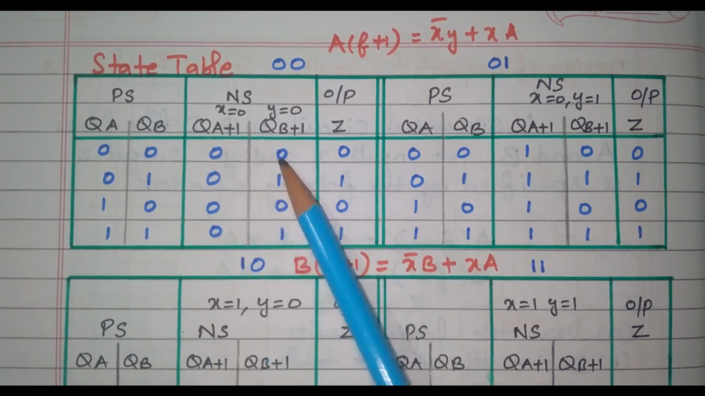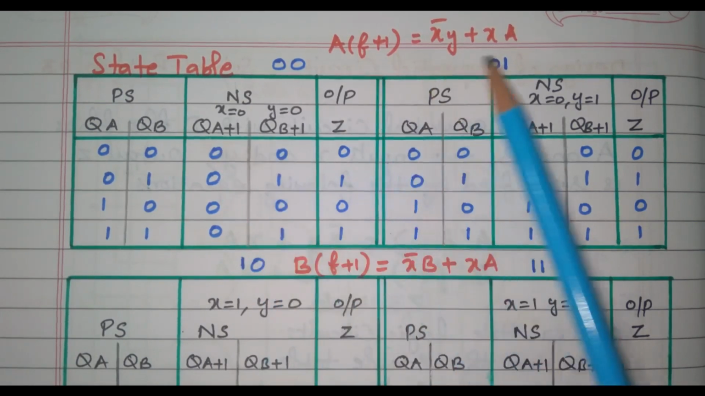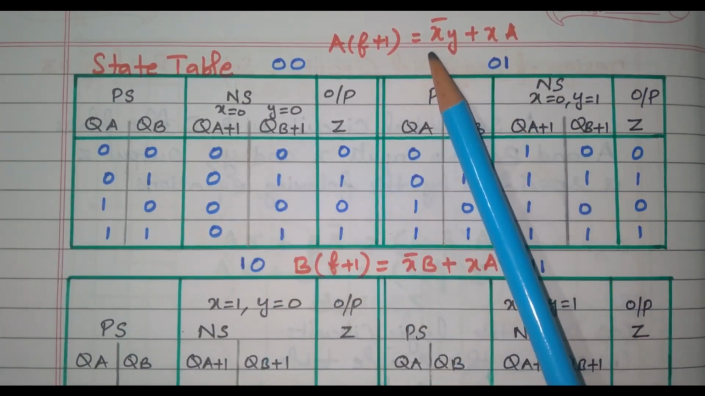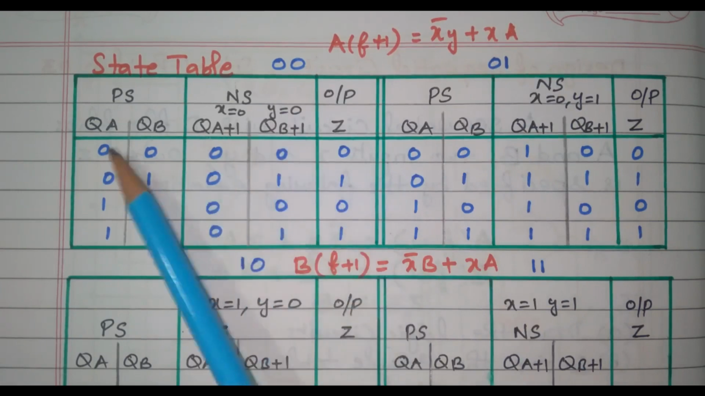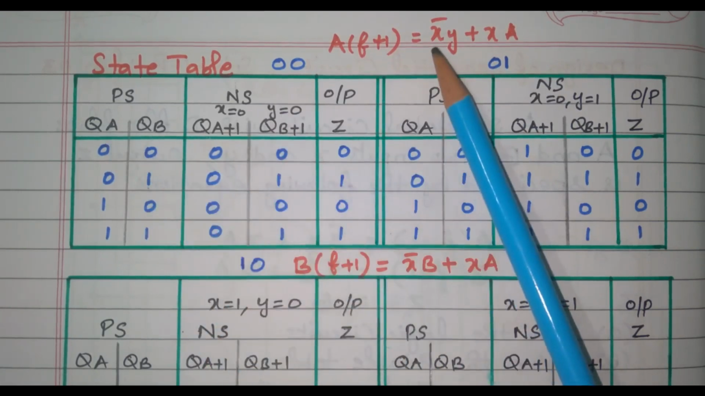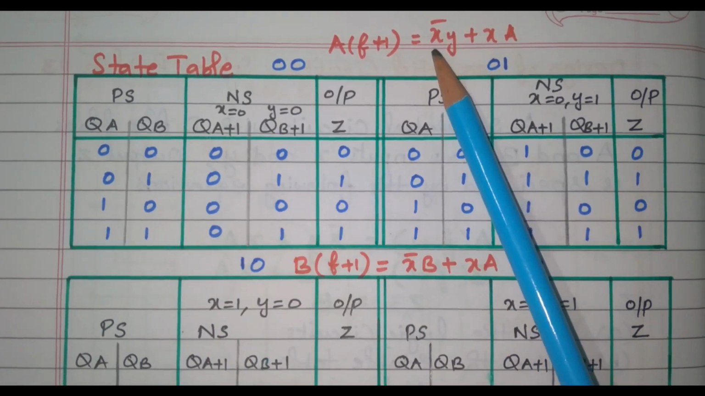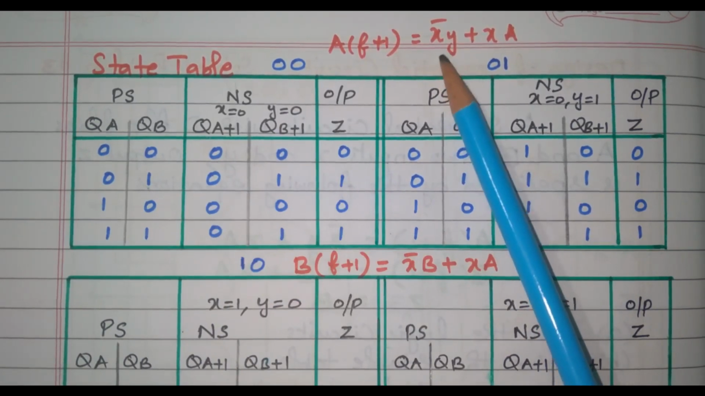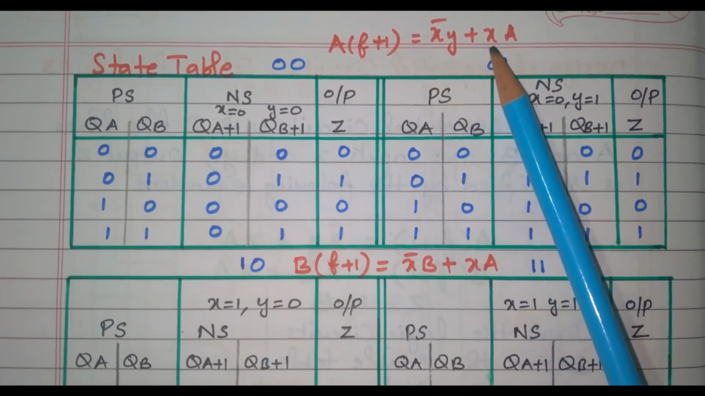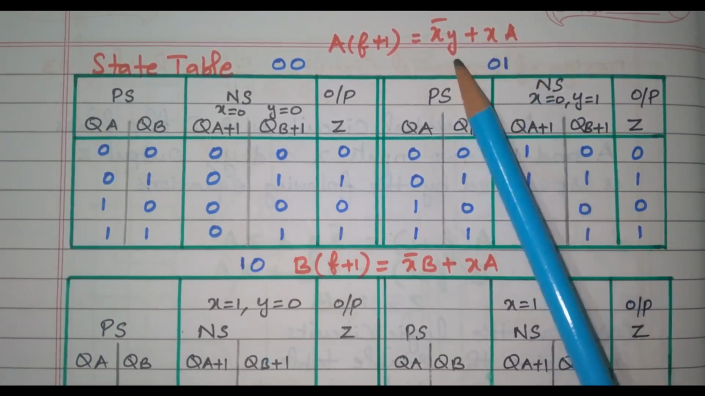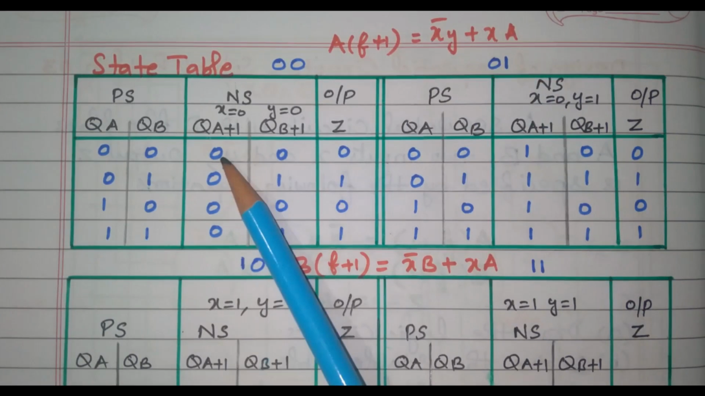Now, we will see the next state, QA plus 1, by using this equation. Here all are 0: x is 0, y 0, A 0 and B also 0. So, x bar into y: y is 0, x is 0 means x bar will be 1. So, 1 into 0, again 0 only. X is already 0, A also 0. So, 0 plus 0 we have 0. The QA plus 1 is 0.